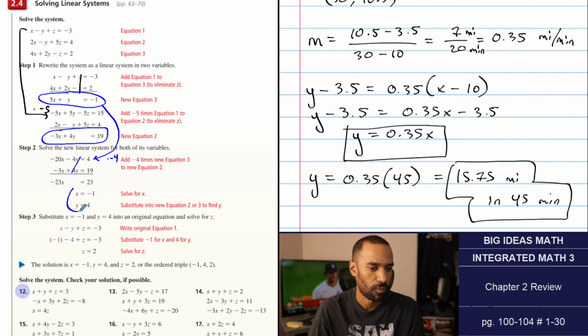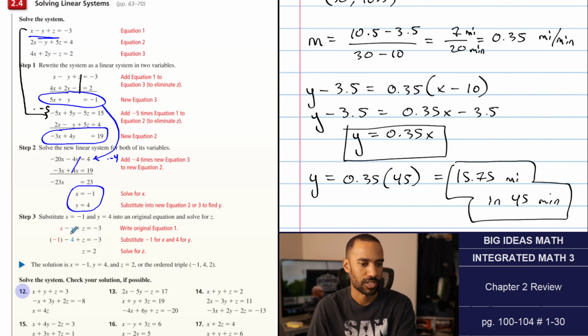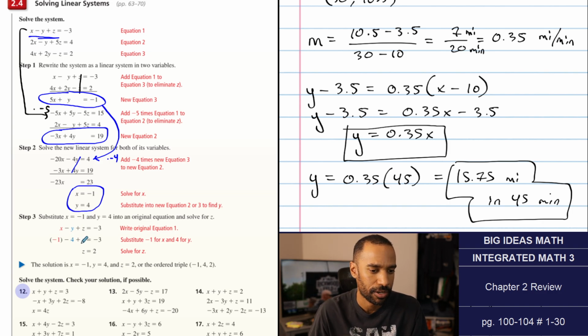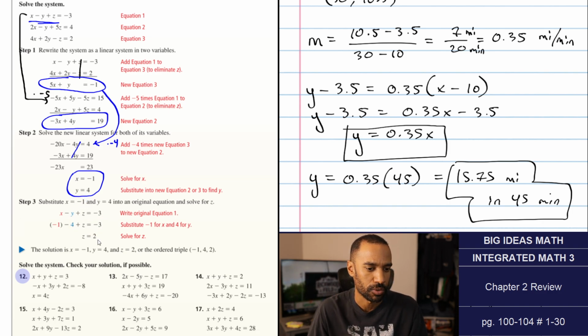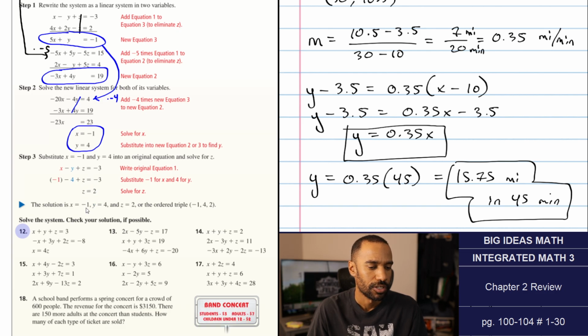So they got x equals negative 1, y equals 4, and now they can substitute that into any equation to solve for z. They chose the top equation here to solve for z. Negative 1 for x, 4 for y. Combine those, get them over to the other side, you get z equals 2. So our final solution with x equals negative 1, y equals 4, z equals 2 is written as an ordered triple of negative 1, 4, and 2.